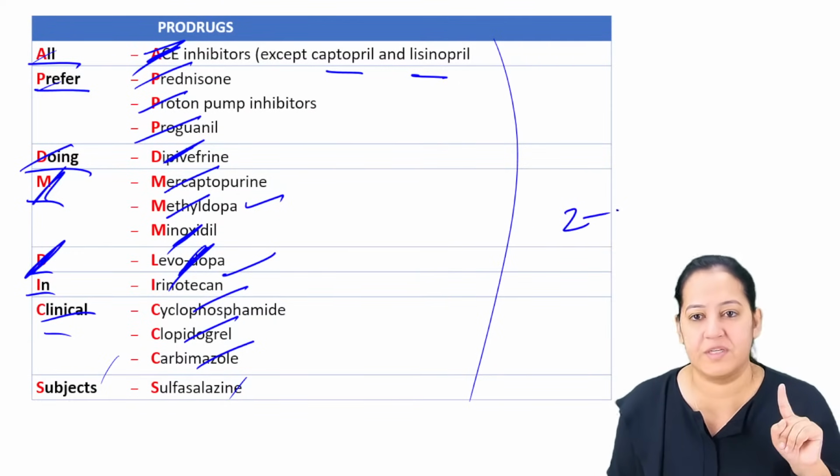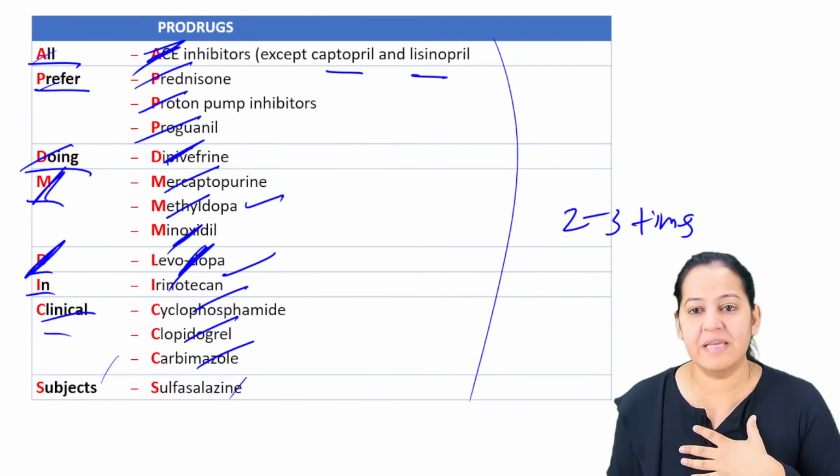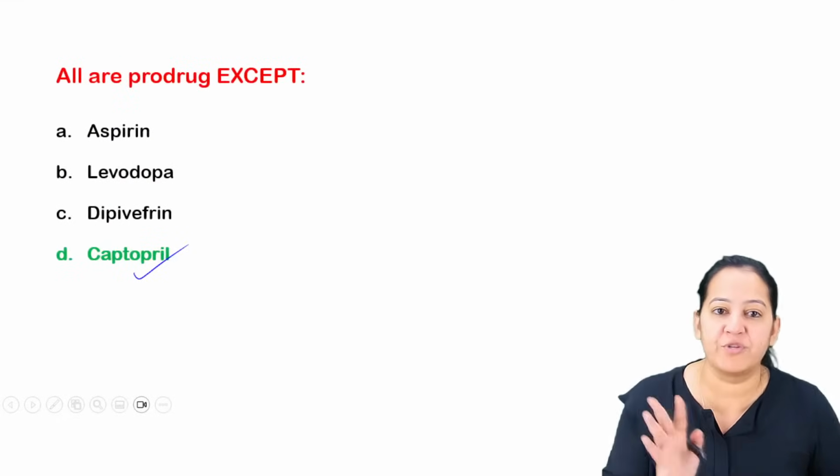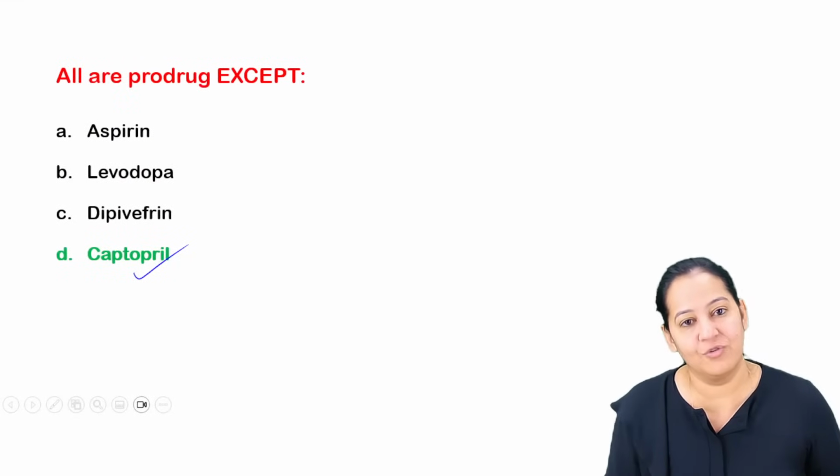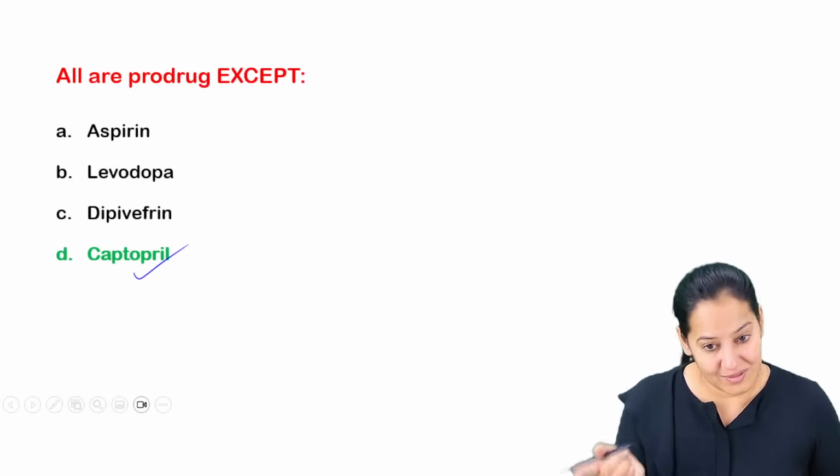At least read it 2 to 3 times. My advice: read it 2 to 3 times. It will be there in the options. Now looking at the options, you will identify. Now see all the options.